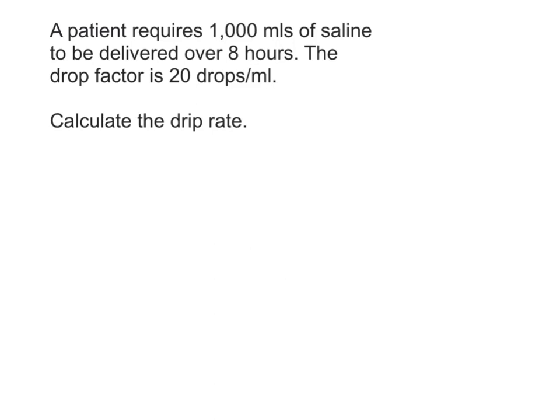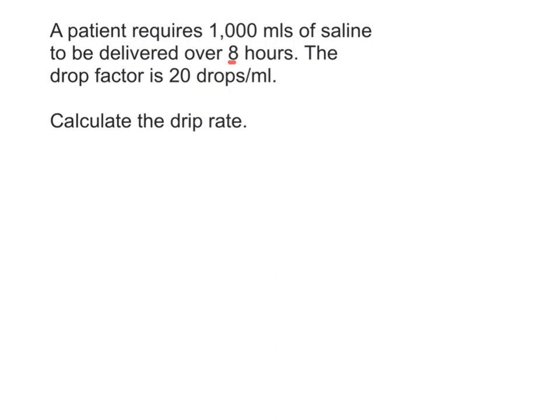A patient requires 1,000 ml of saline to be delivered over 8 hours. The drop factor is 20 drops per ml. Calculate the drip rate. If we're going to use the VT/dF/1 formula, the first thing we've got to do is check our units and work out whether we need to do any conversions.